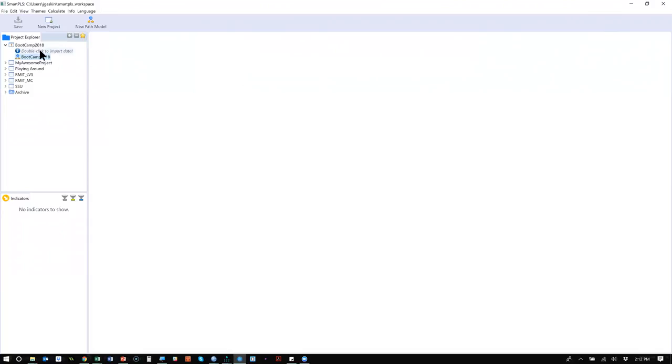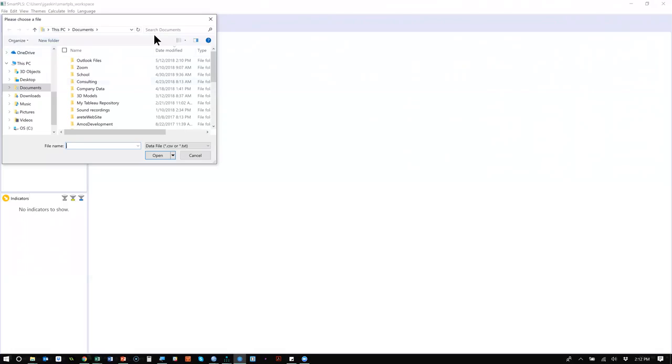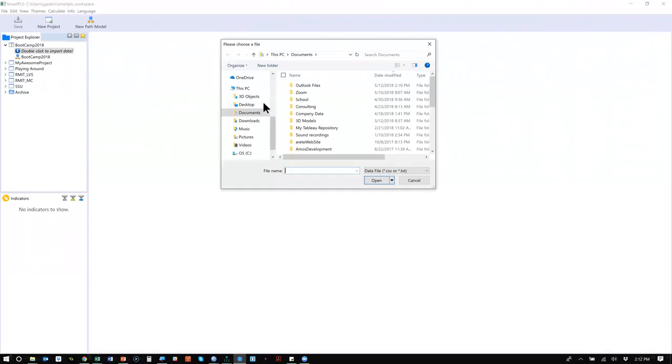Once you do that, you'll see over here in the Project Explorer, Boot Camp 2018 or whatever you called it, and it'll have a model file and a where's your data label. So we can click this to import your data. It's going to say, where's your data? So we're going to go find that data. It's the CSV file. That's what it's looking for. You can see here, it even tells you, I will only accept a CSV or TXT file.